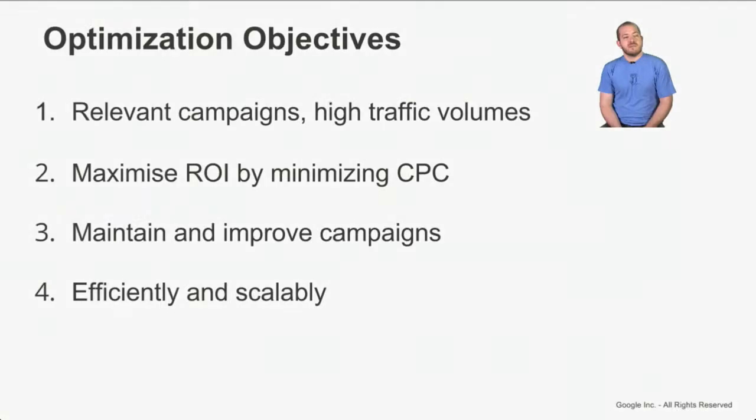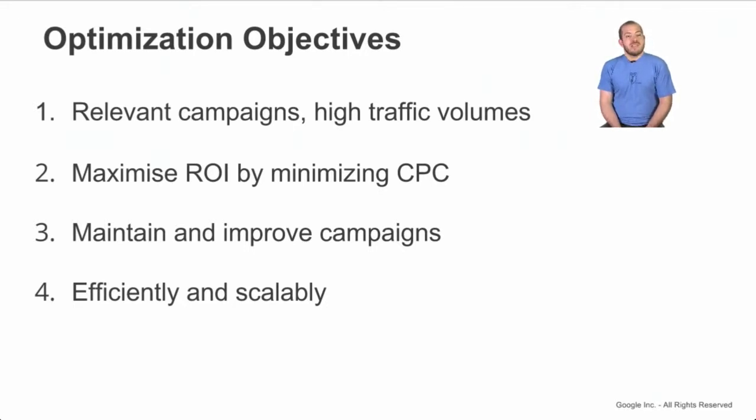First of all, the optimization objectives. There are four main things here. First of all, you want to be able to create relevant campaigns that drive high traffic volumes. And typically you want to maximize your ROI by minimizing your CPC. So the less that you can actually pay per click, the more money and return on investment you can get when those clicks pay off for you.